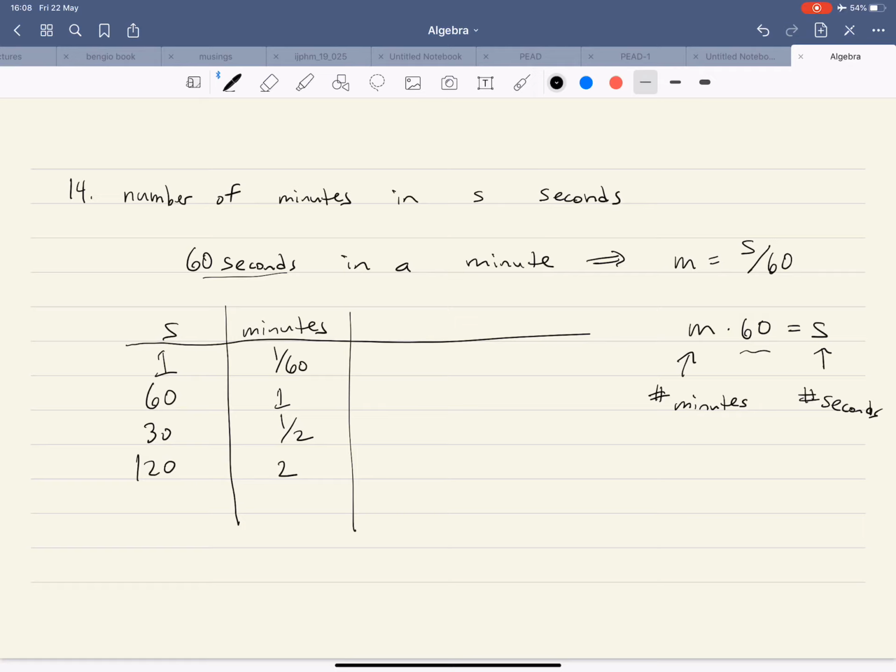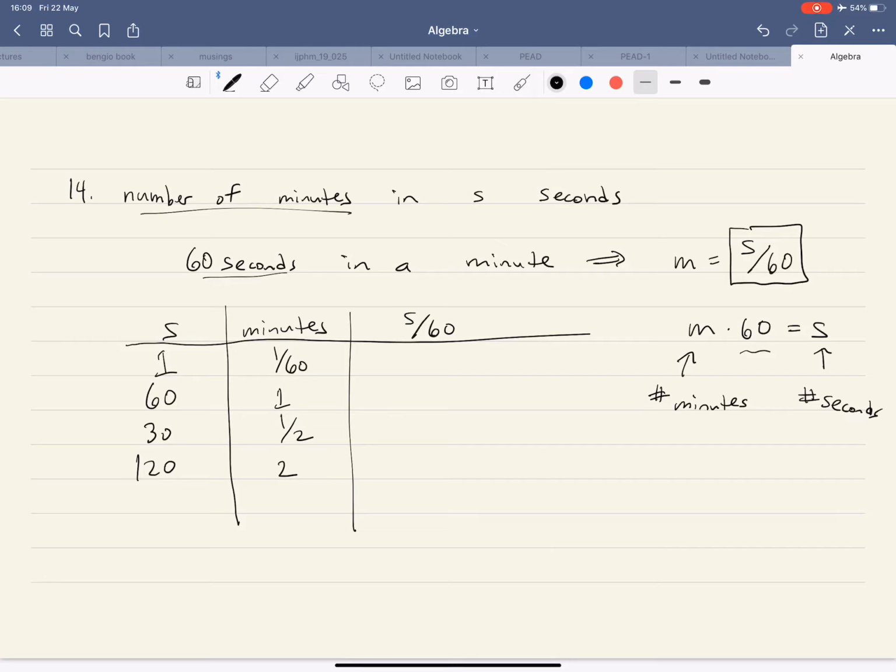Okay, so this should be my answer, right? Because I'm trying to get the number of minutes in S seconds. Let's just double check that S over 60 matches with the intuition that we had before, right?